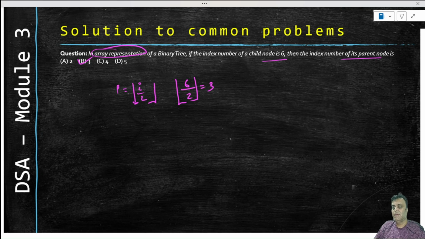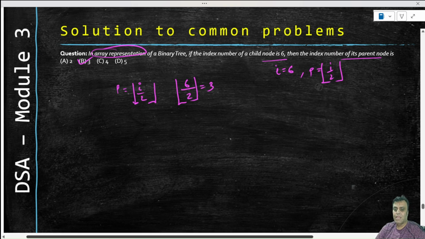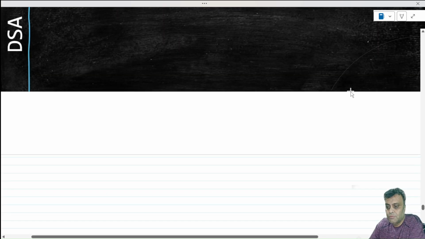You are at index number 6. Where is your parent? Go back and check the array part of the discussion in this lecture. You will understand that wherever we are, if that is I, so I is 6, then the parent is located at the floor of I by 2. So that's how this is calculated as 3. So let's move on to the next problem.